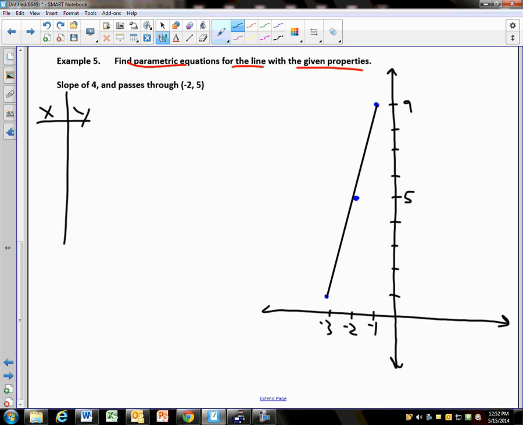If I have x, y coordinates, x values of negative 1, 0, 1, 2, 3, and y values of 3, 5, 7, 9, 11. There we go. If you wanted to write an equation for the line that passes through those points, let me ask you, what's the slope of this line? For each one you go over, how much do you go up? 2. Second of all, what's the y-intercept? 5. When you have an x value of 0, you have a y value of 5. Everybody see that? Okay.